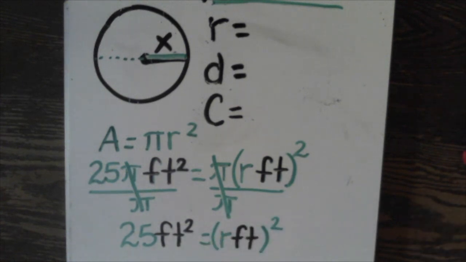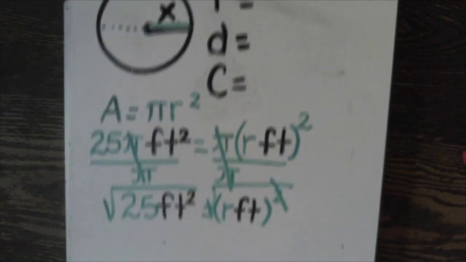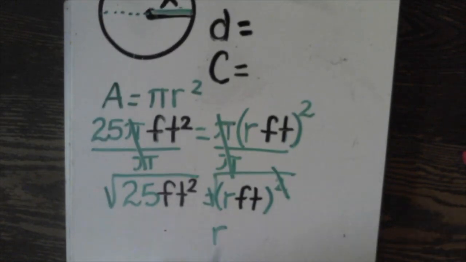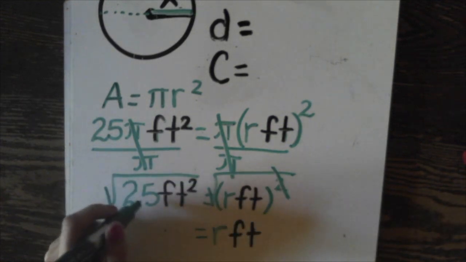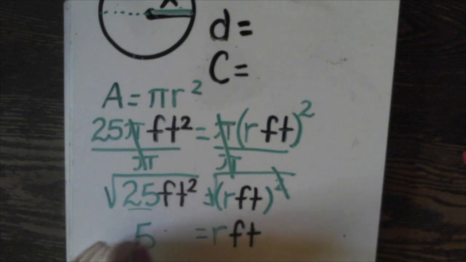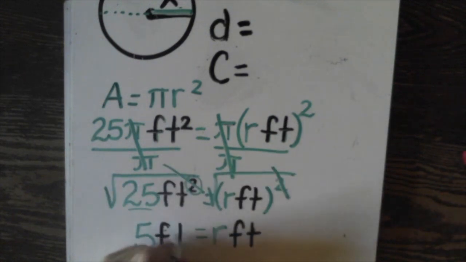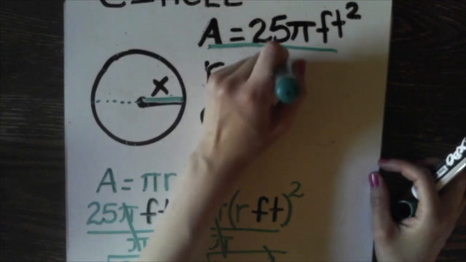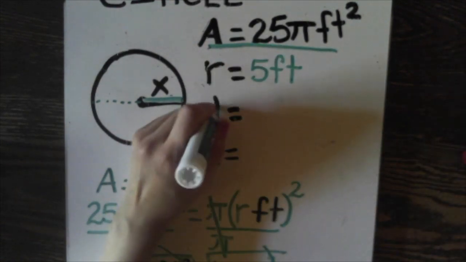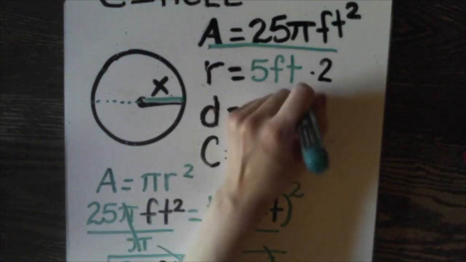When we have a square, in order to get rid of it, what we want to do is take the square root of both sides. Well, the square root of a square cancels out, leaving me with r in feet. Meanwhile, the square root of 25 is 5, and feet squared, again, cancel out the square and are left with feet. So r in feet is equal to 5 feet. For the diameter, we know it is the radius times 2, so I am going to write 10 feet.